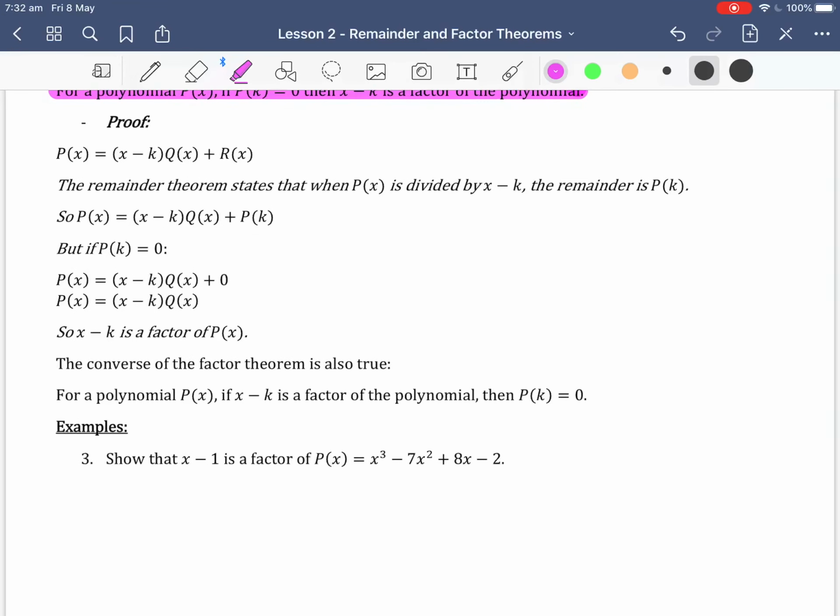The converse of the factor theorem is also true, where for a polynomial P(x), if x minus k is a factor of the polynomial, then P(k) equals 0.